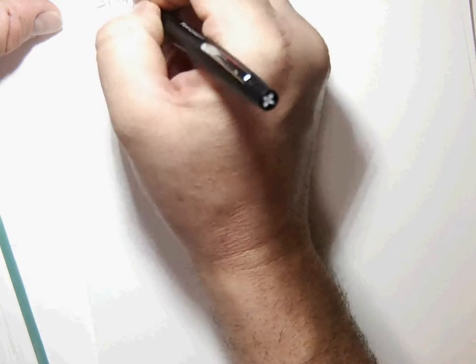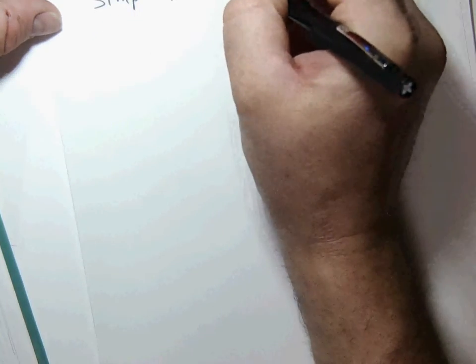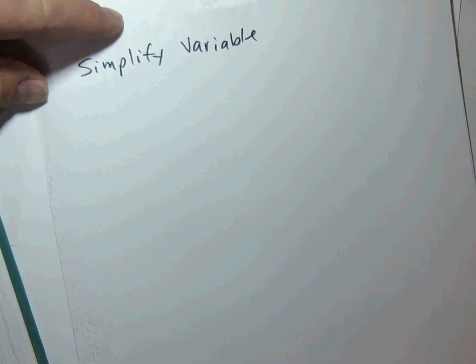Okay, as we wrap up section 7.1, that last video was just getting a little too long. There's only one page left here, but oh well. Simplifying variable expressions, okay? Simplify variable expressions.